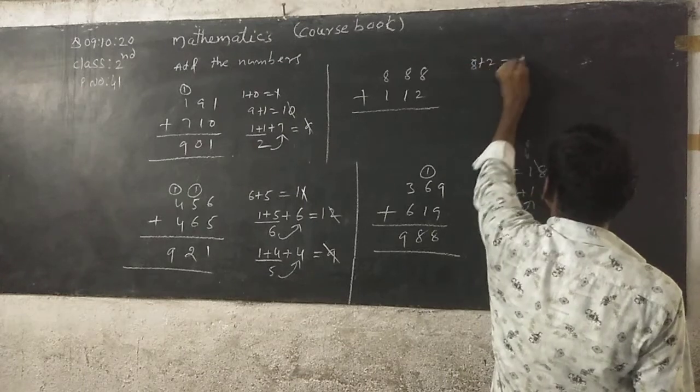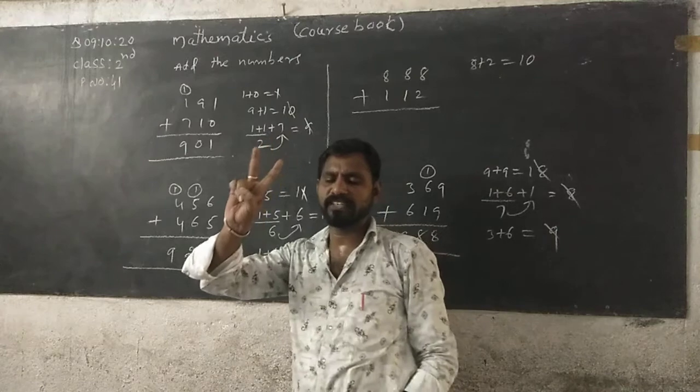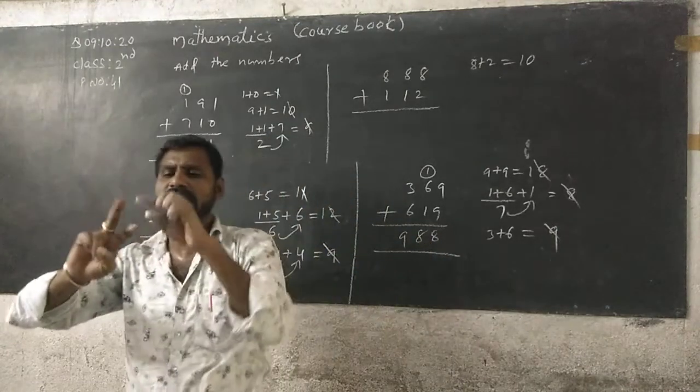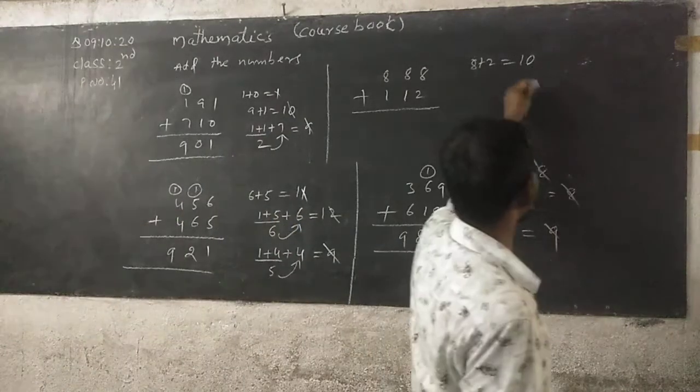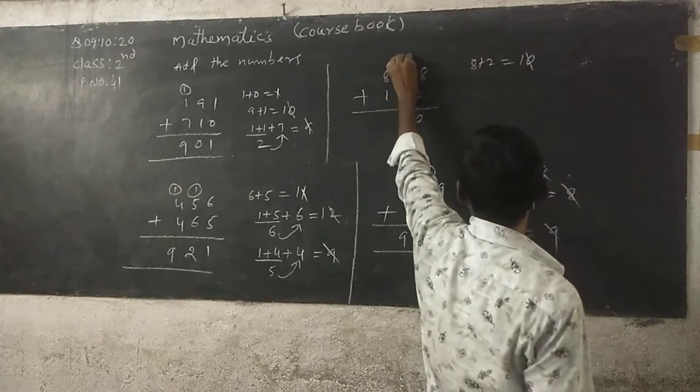8 plus 2 you can get 10. Keep 8 in your mind and you have to take 2 fingers in your hand. 8 plus 2. 8 after 9, 10. In it 0 is taking and write down under one's column, 1 is carrying in tens place.